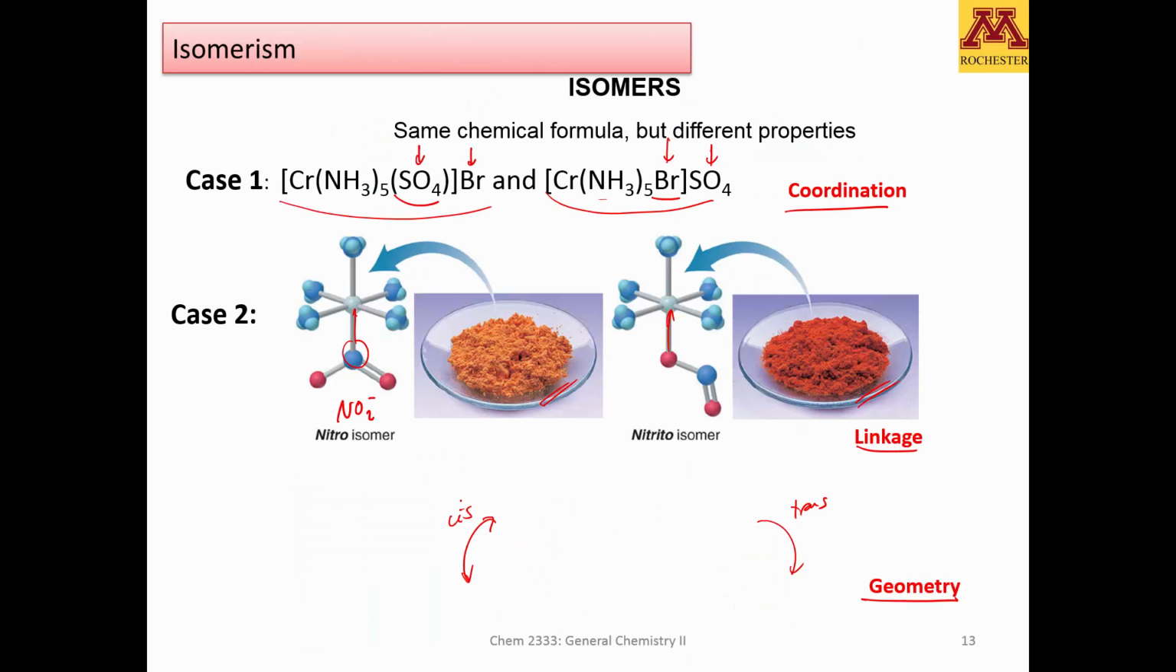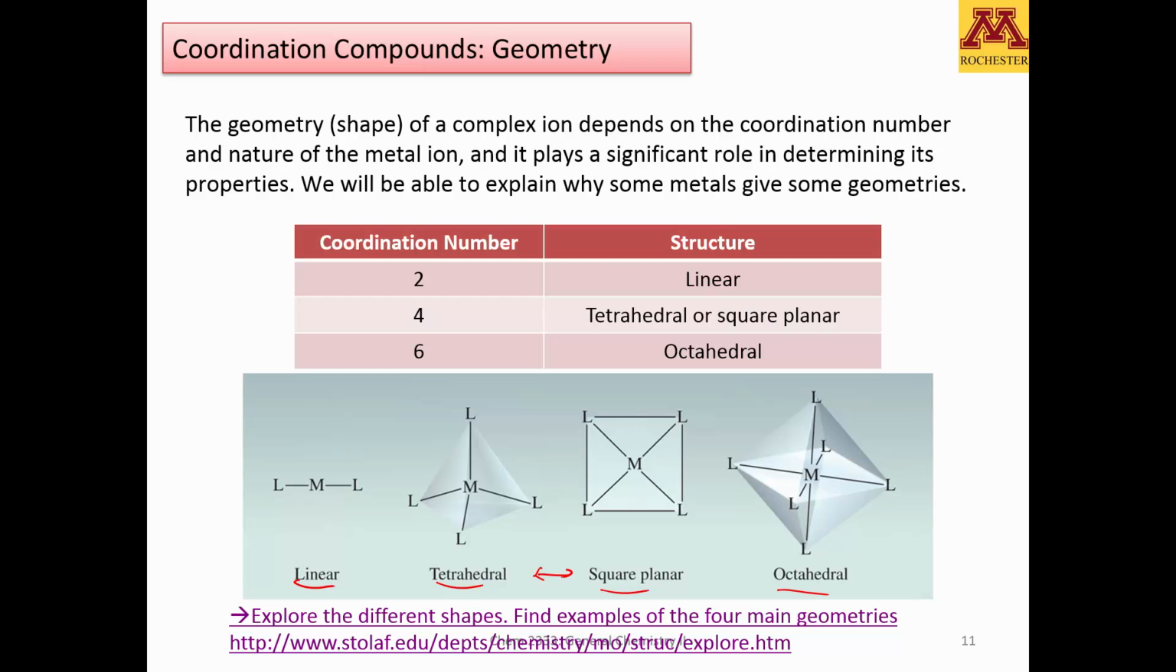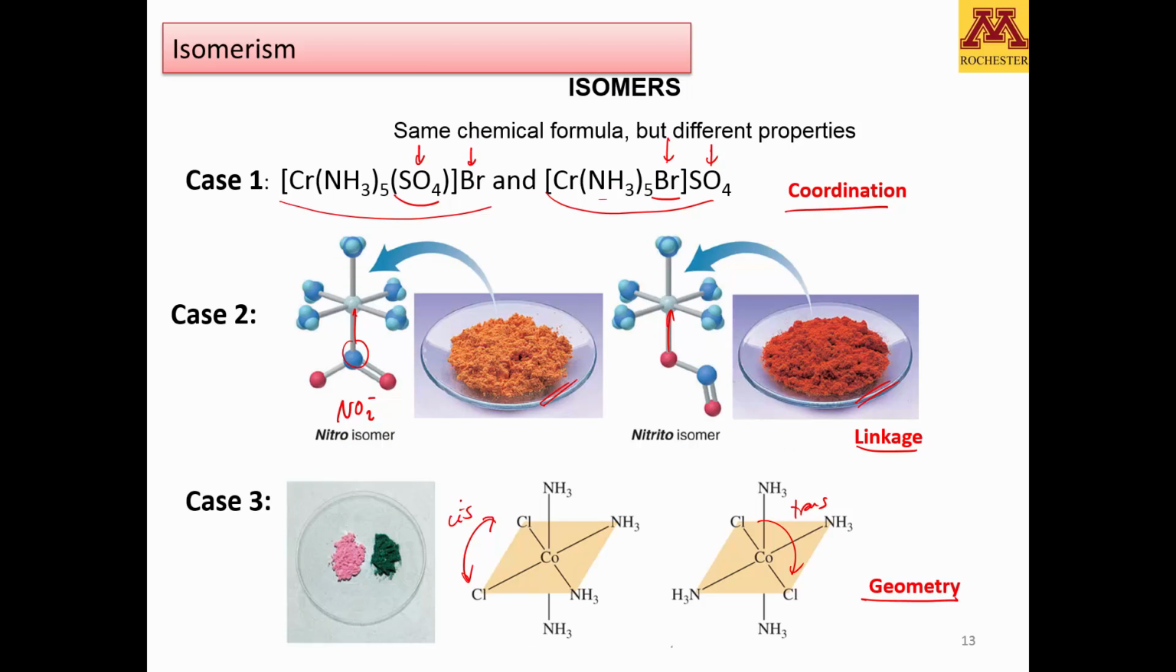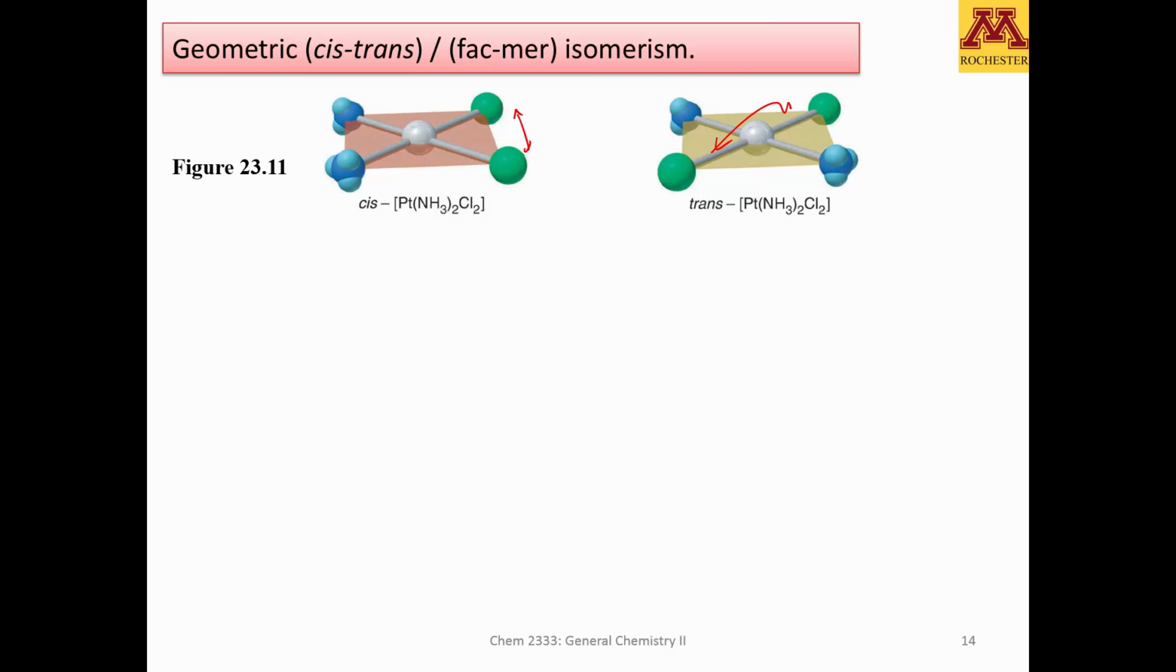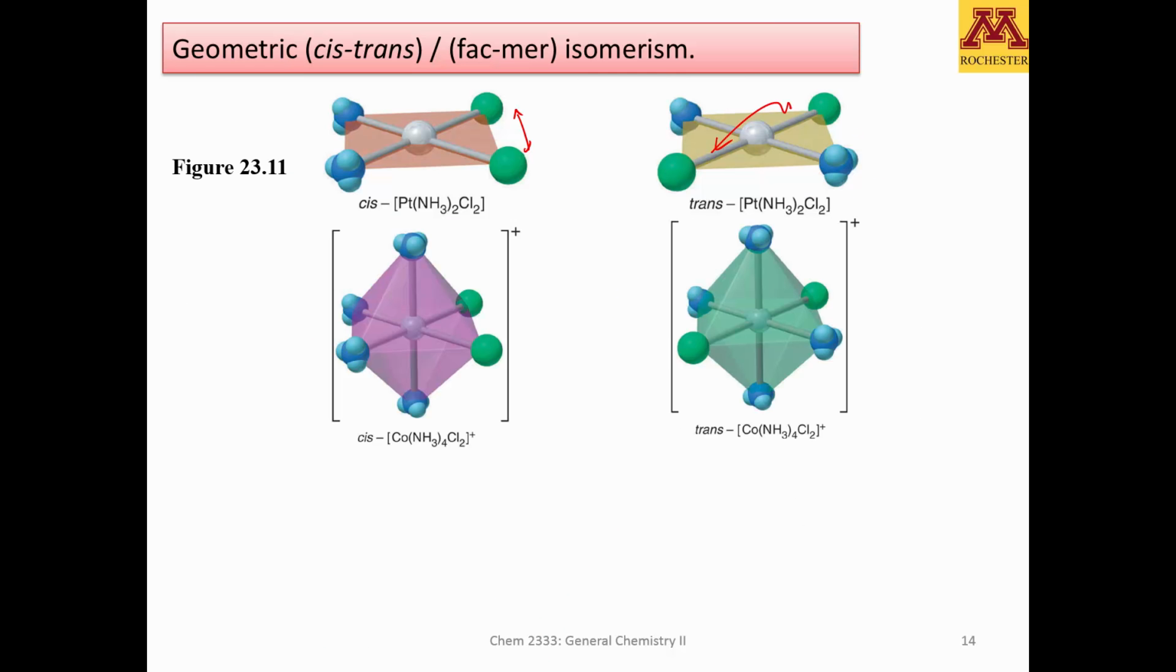And let me remind you, this is the square planar. If you want to see the square planar in 3D, well, that's what a square planar is. It can have a cis or trans, and also the octahedral, as you saw in the previous example. This one is a cis isomer, this one is a trans isomer.